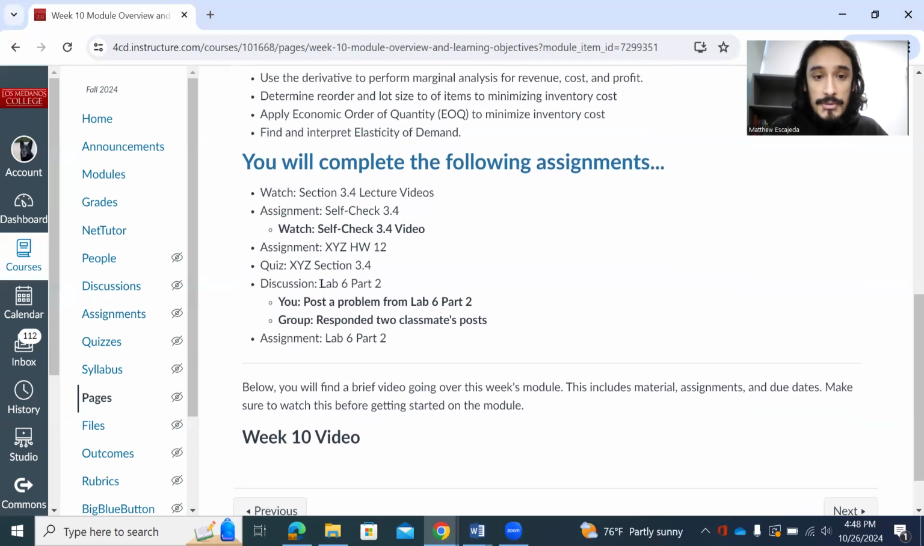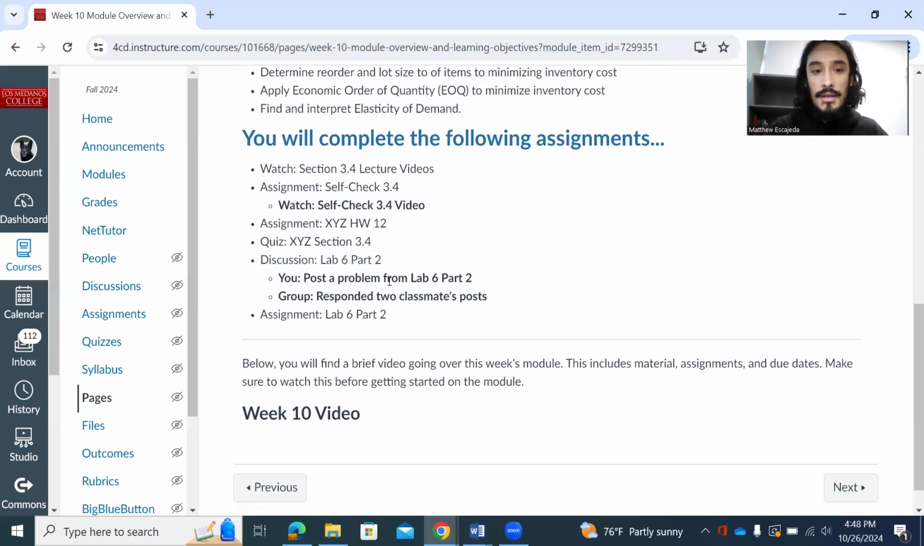Discussion for Lab 6 Part 2. It's about Lab 6, but we're only doing Part 2 because that pertains to Section 3.4. It's just about 3 questions. You should post a problem from Lab 6 Part 2, one of those problems, and respond to 2 classmates' posts. Make sure your explanations and responses are pretty detailed, like 2 to 3, 4 sentences, okay? And lastly, just make sure you submit your Lab 6 Part 2.